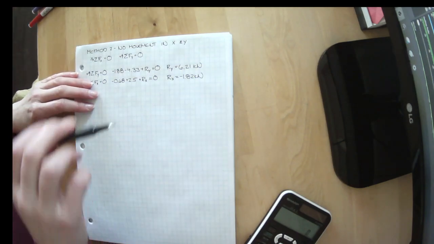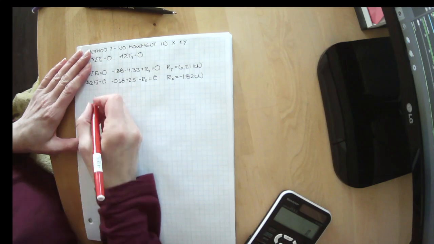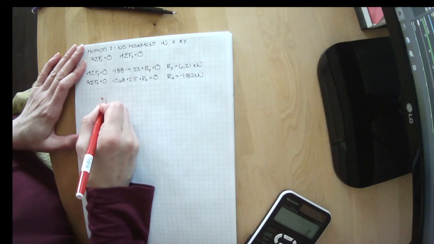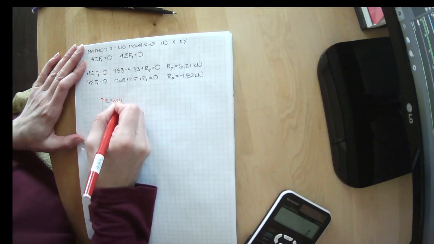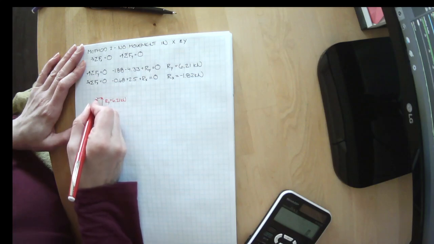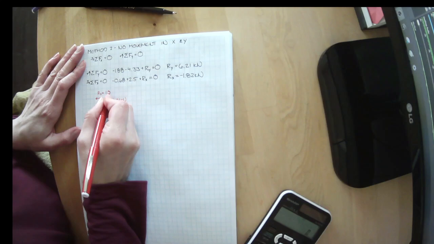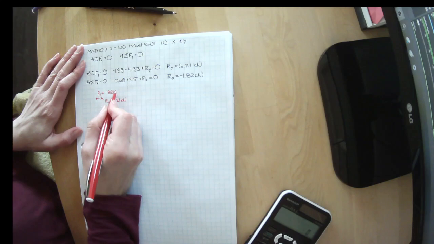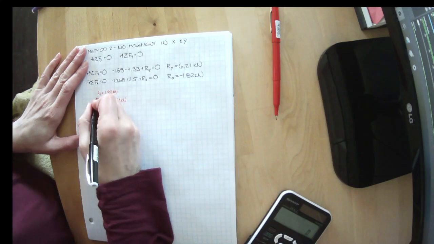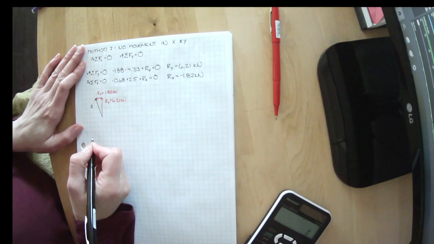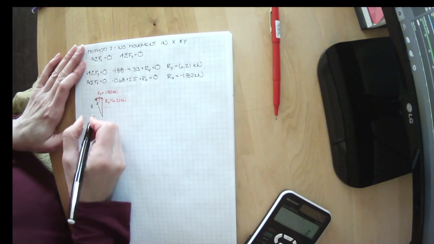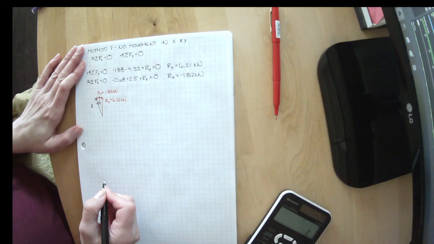Let's draw this reaction now. We have something with a component in the y direction of 6.21 kilonewtons, and in the x direction of minus 1.82 kilonewtons. Do you notice I'm not drawing the negative here anymore because I've got an arrow that shows me it's negative. This is my reaction here, and here is my angle that I'm trying to solve for.